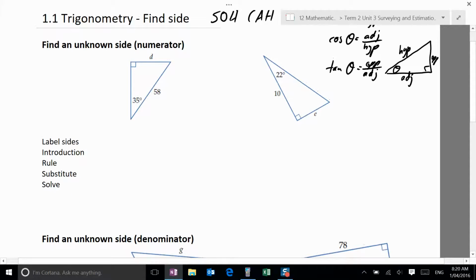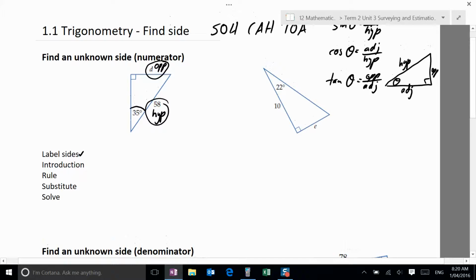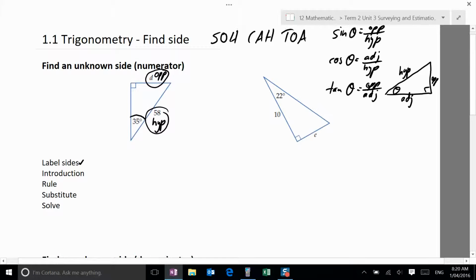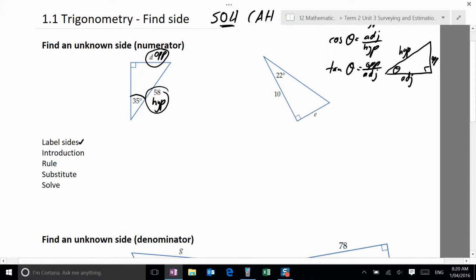Alright, let's have a go at finding an unknown side. I'm going to follow the same process as we did for Pythagoras. I'm going to start by labeling the sides. So I see my angle here. This is the opposite side. This is the hypotenuse. I'm trying to find that d value and trying to use something that relates opposite and hypotenuse. Sine is the one that relates opposite and hypotenuse together. So in the introduction, use sine.